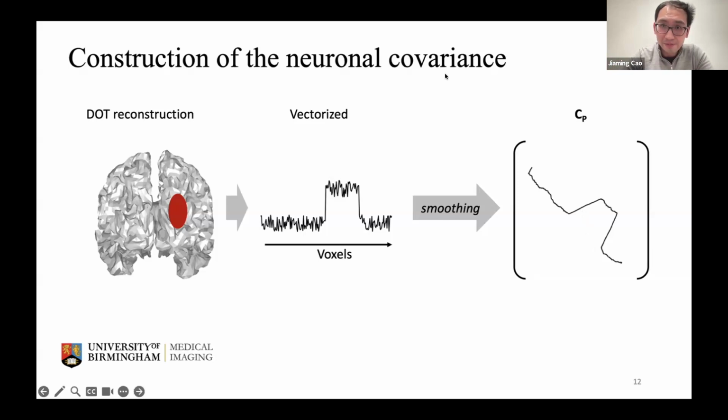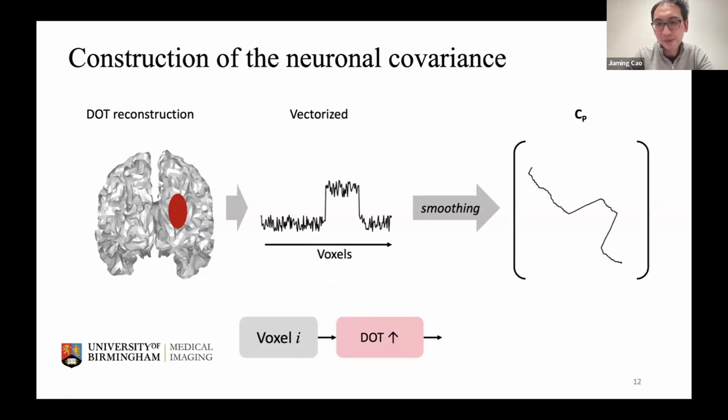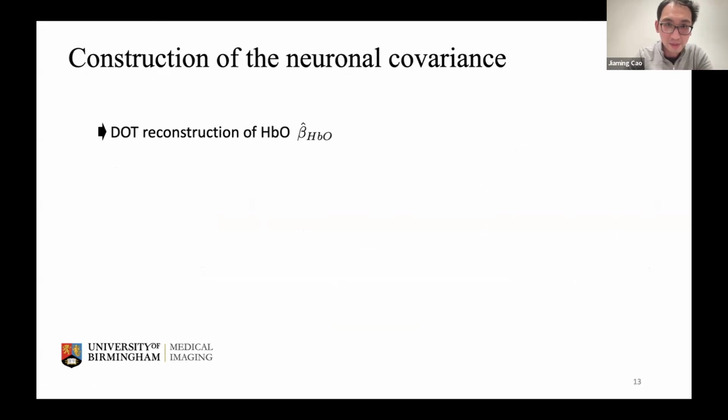So the idea is this: if one voxel has a high amplitude, then it swings larger, which means the variance of this voxel would also be larger. And if the amplitude is smaller, it swings a little bit less, and the variance of this voxel would also be smaller. That is why we give voxels that have a strong activation, or are assumed to have a strong activation, a larger variance value. Say we have a voxel i, and the DOT reconstruction of this voxel has high amplitude, then we assume that the corresponding diagonal element of the CP matrix would also be high. So that is the intuitive explanation of what I'm going to present next, or maybe you find the mathematical representation more intuitive. I don't know, but here it is.